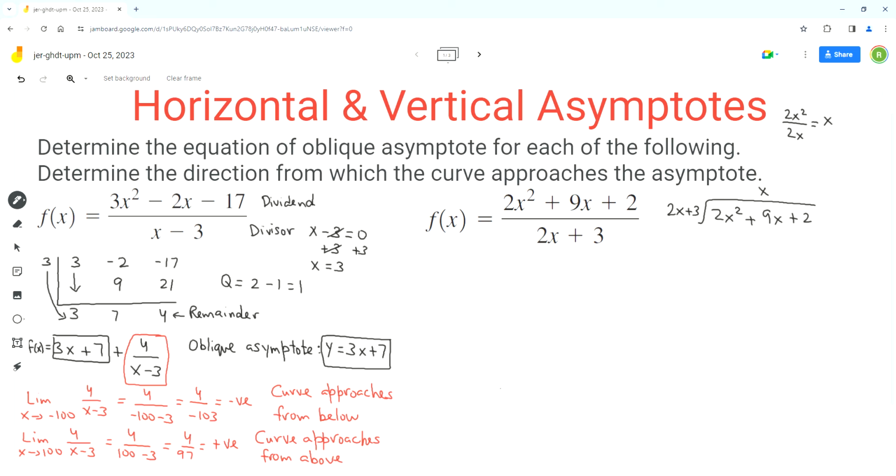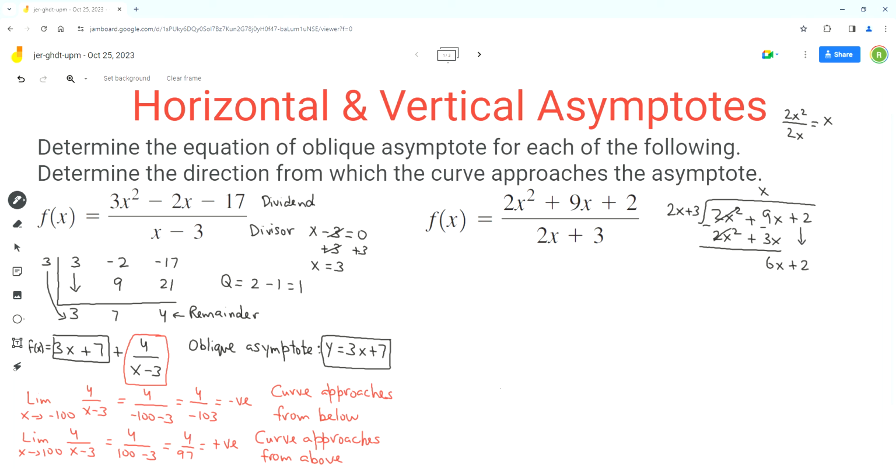So we'll multiply the divisor by x. So 2x times x is 2x squared, and then 3 times x is 3x. Now we'll subtract the terms. So the x squared terms will get cancelled out, and 9x minus 3x is equal to 6x. Now we can bring down the 2.